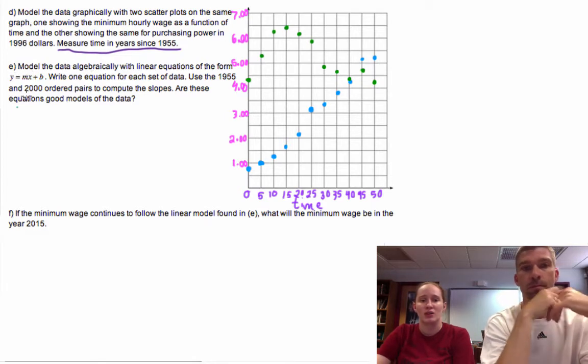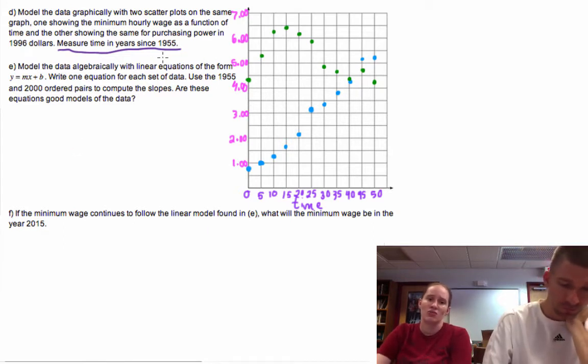So we're on part E. We're going to model the data algebraically with linear equations of the form y equals mx plus b. You write one equation for each set of data. Use the 1955 and 2000 ordered pairs to compute the slopes. Are these equations good models of the data?